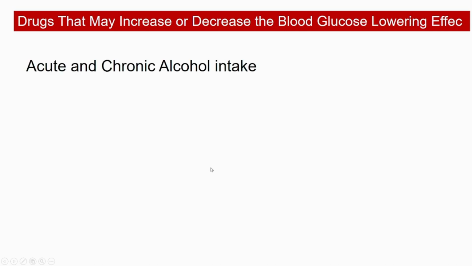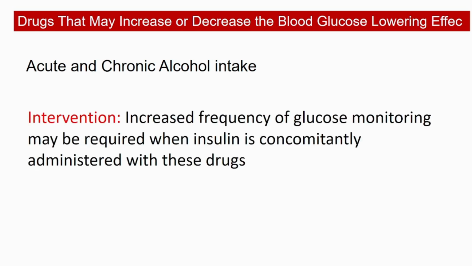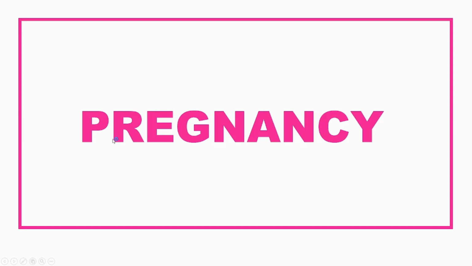Another case commonly seen is drugs that can either increase or decrease the effect, depending. Especially acute and chronic alcohol intake can result in either a decrease or an increase in the effect on blood glucose. So again, the same intervention: minimize alcohol intake. Acute alcohol intake can result in severe hypoglycemia, so persons who are taking alcohol should frequently monitor blood glucose to minimize the risk of severe hypoglycemia.